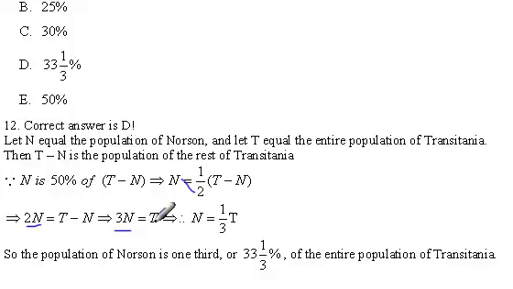Remember, T is the population of the entire country. So 3N equals T. Therefore, N is equal to one third of the entire population, which is 33%. I hope you understand the question and its solution.